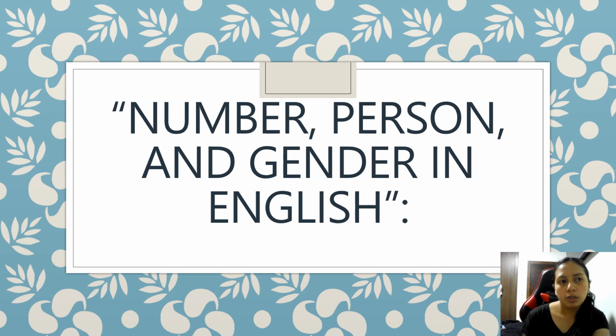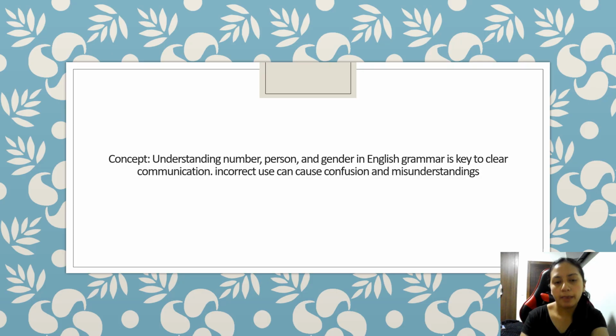Hello teacher, today I talk about the topic number, person and gender in English. So the concept is, in English, a number is singular and plural. The person is, for example, first, second and third, and gender is he, she and it.